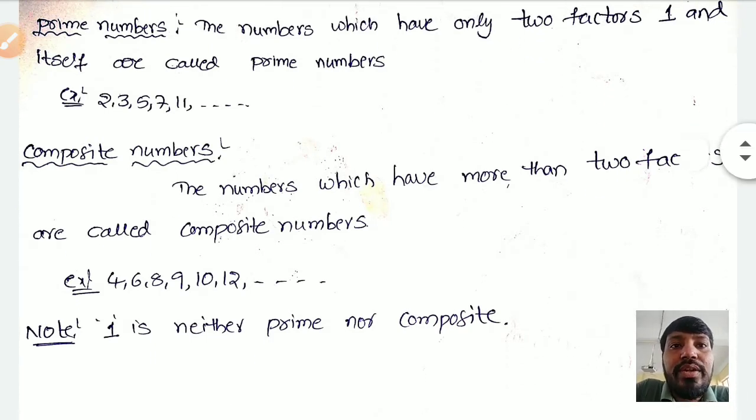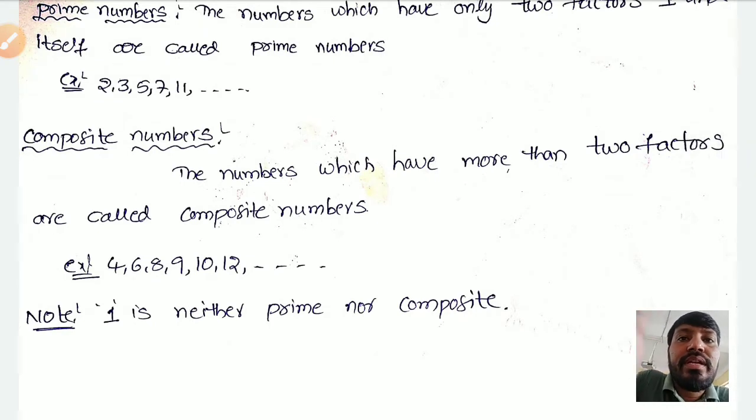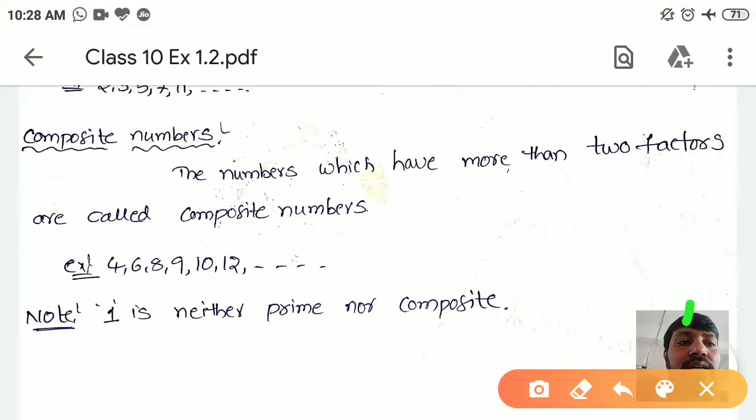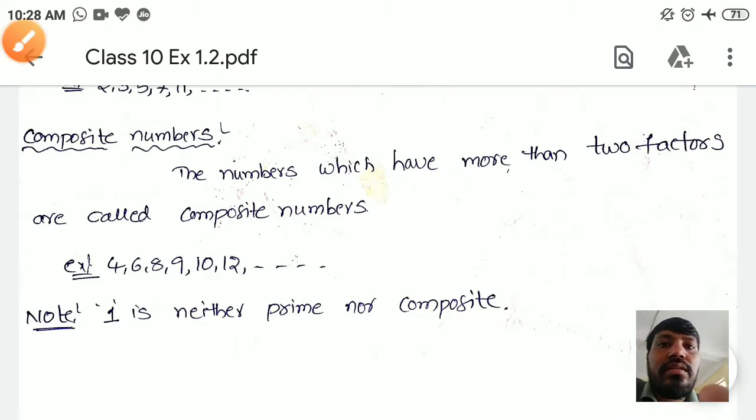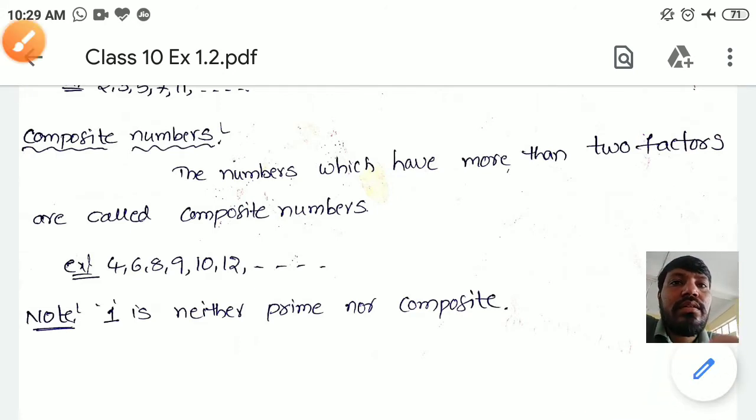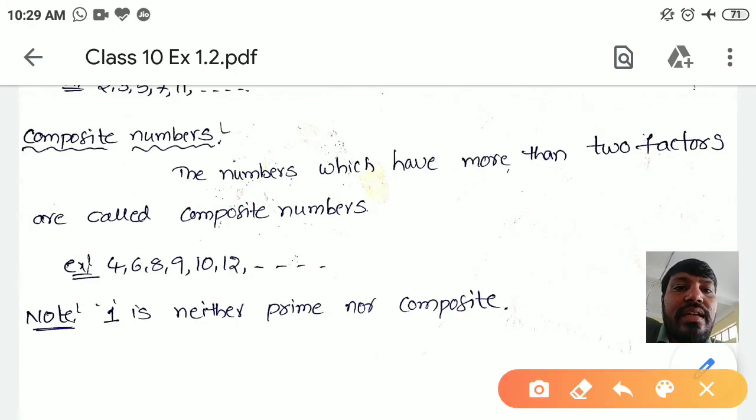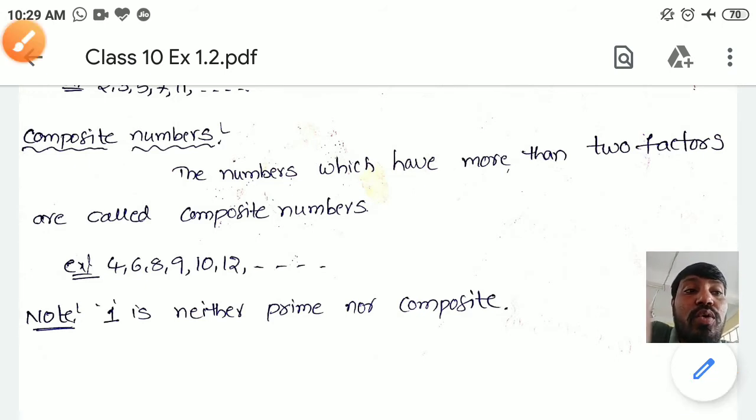And the main thing here, the important point I have given to you, is that 1 is neither prime nor composite. It is not a prime number, it is not a composite number, because 1 has only 1 as a factor. It does not have 2 factors, it does not have 3 factors. That's why it is neither prime nor composite.